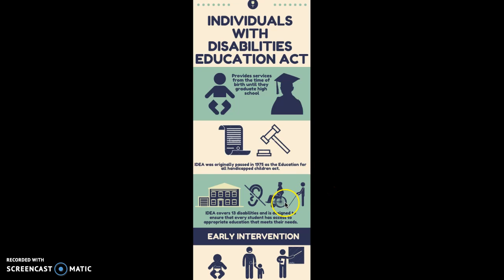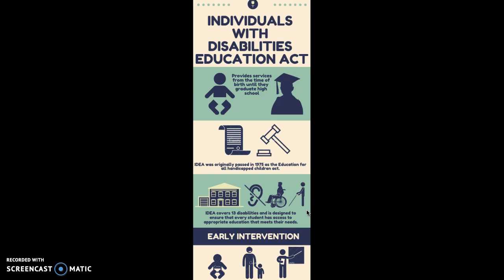So IDEA covers 13 disabilities and is designed to ensure that every student has access to the appropriate education for them. Some of the 13, for example, are blindness, deafness, language disabilities, things such as that. With the implementation of IDEA, it brought about concepts such as FAPE, which is free and appropriate education, IEP, individualized education plans, and the least restrictive environment, or LRE, which all ensure that students have an equal access to education.